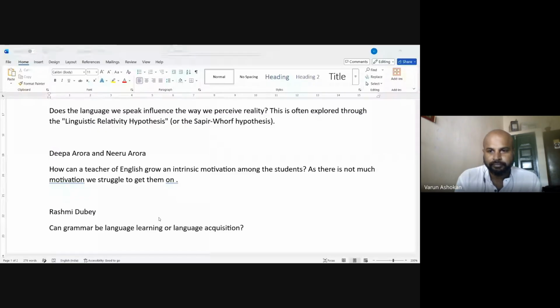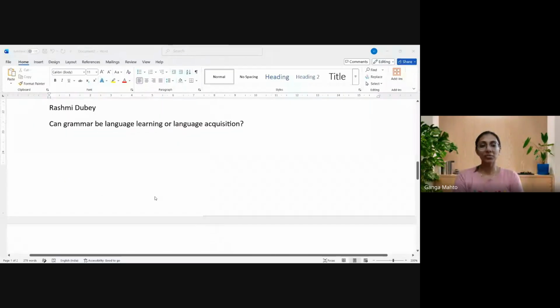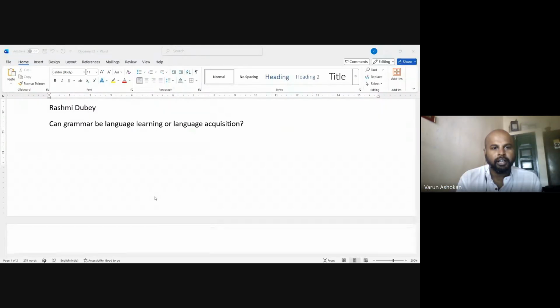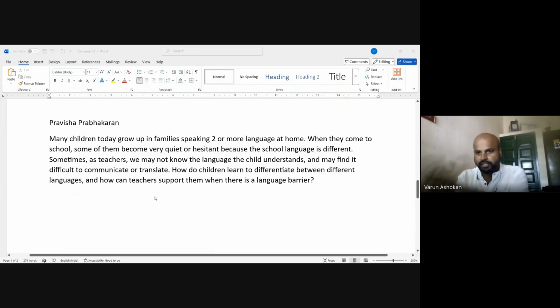Right, right. Now, adding on to this question, there was another question by Rashmi Dubey. Can grammar be language learning or language acquisition? Grammar is language learning. If you are learning syntax, then it's learning, because you are teaching them this is a verb, this is subject, this is object.